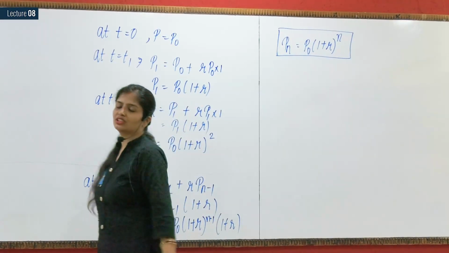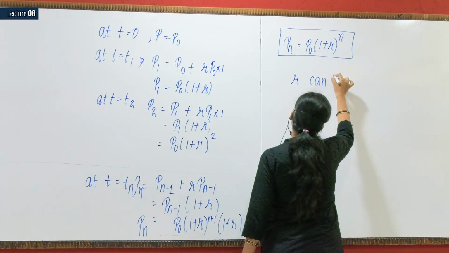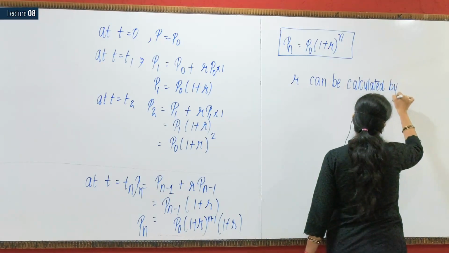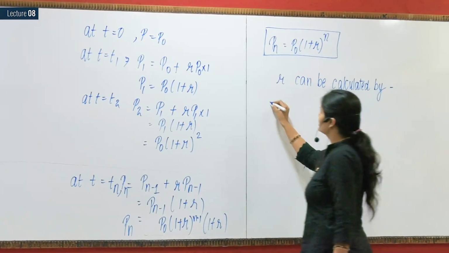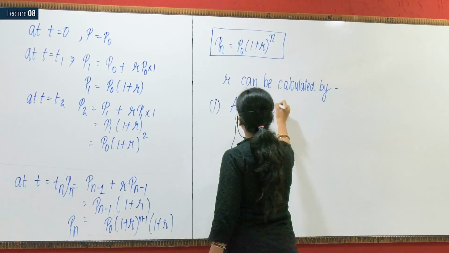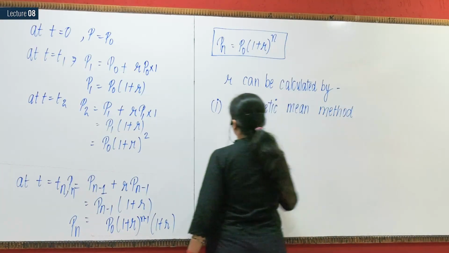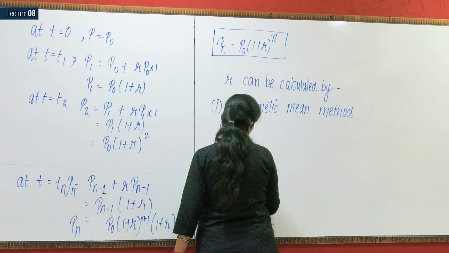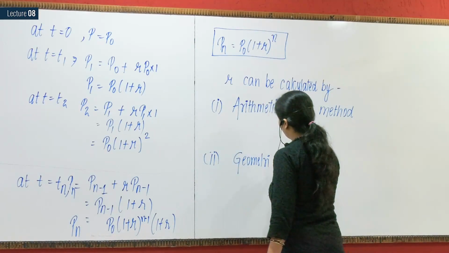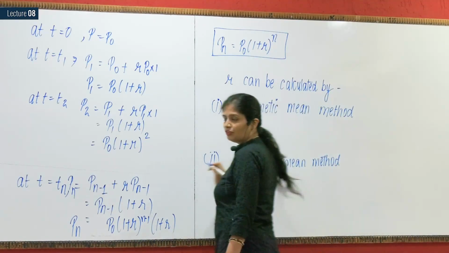There are various methods with the help of which you can calculate R. R can be calculated by, first, the arithmetic mean method, and second, the geometric mean method. Now, what is the formula that we will see?